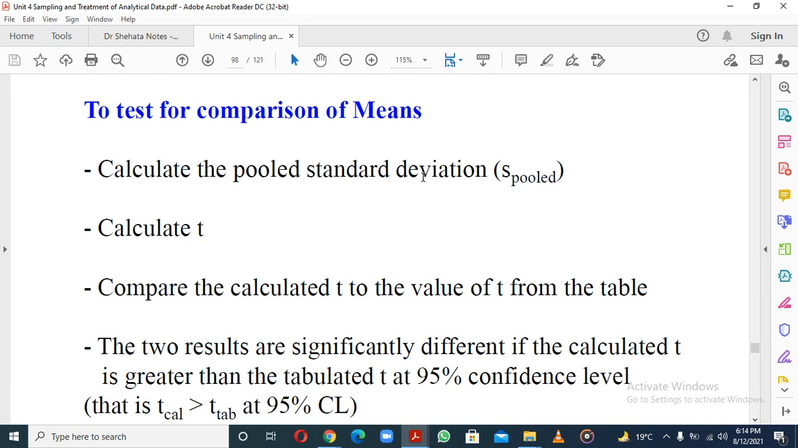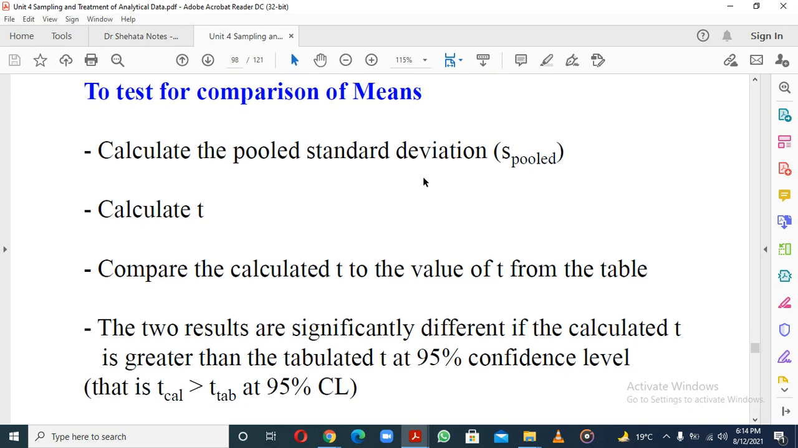So how then do you begin to use this student t-test? So there's what we call the pooled standard deviation. Okay, the pooled standard deviation. So this is a weighted average of standard deviation for two or more groups.